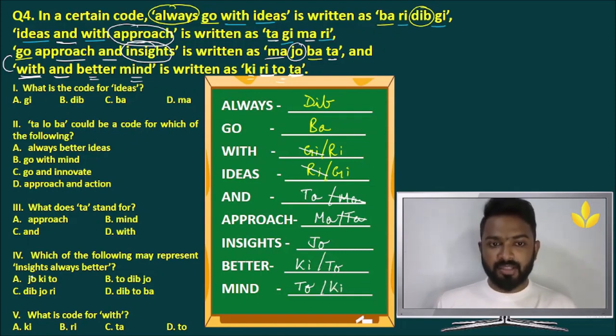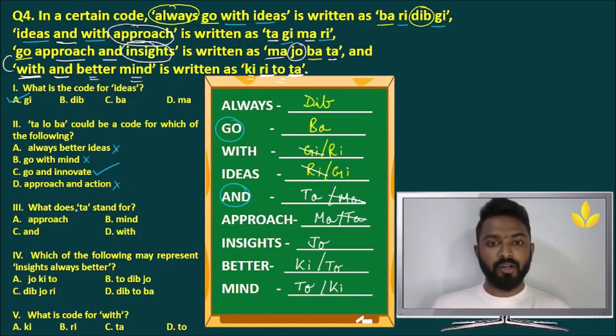Awesome. Now let's start with the sub questions. What is the code for ideas? Ideas is gi. Answer is A. Second one, ta, lo, ba could be the code for which of the following? We have ta, ta is and, lo we don't have, ba we have, ba is go. So we definitely need go and. First one is gone. Second one also is gone. C is okay. D is also gone because we need go and both. So C is the only one which has go and both.